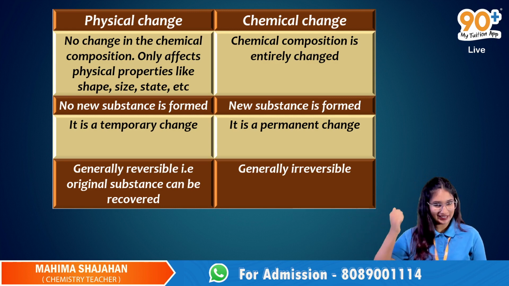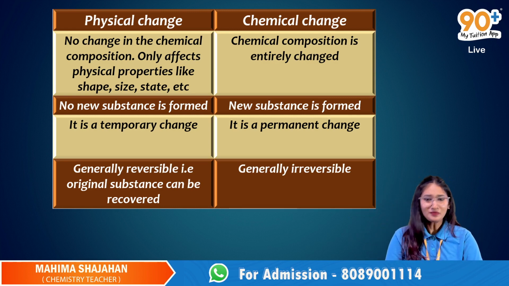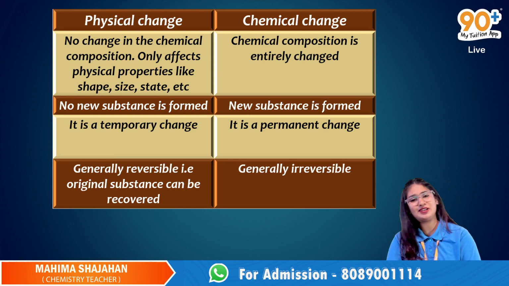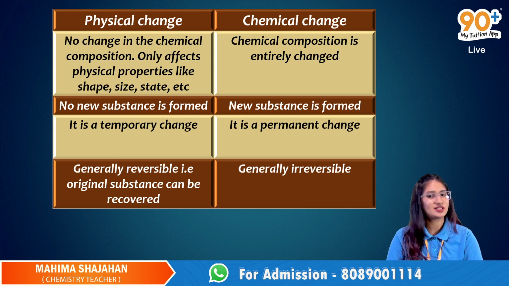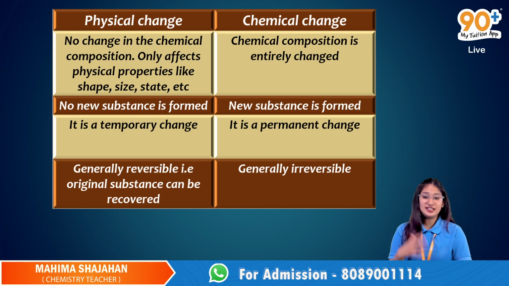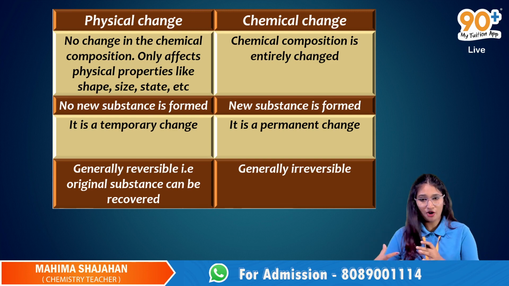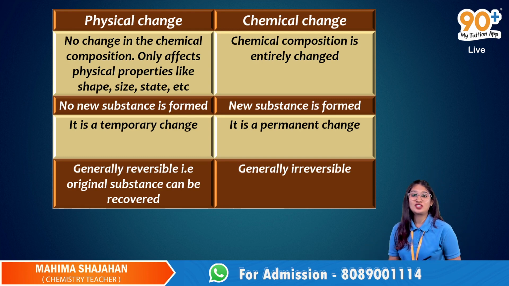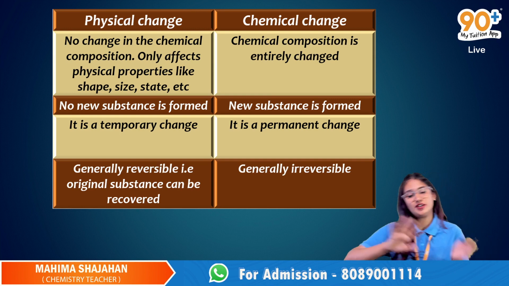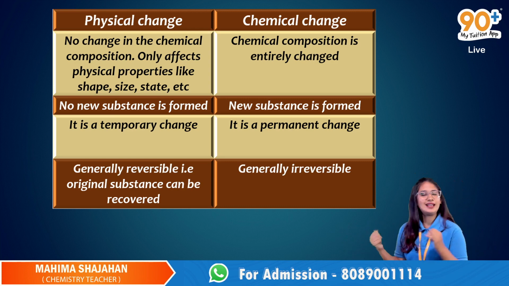Then the main difference is that a physical change is generally a temporary change. It's not a permanent change. But a chemical change is a permanent change. And physical changes are reversible. They can be reversed. But what about chemical change? Since it is a permanent change, it generally cannot be reversed. So you're already familiar with physical and chemical changes.